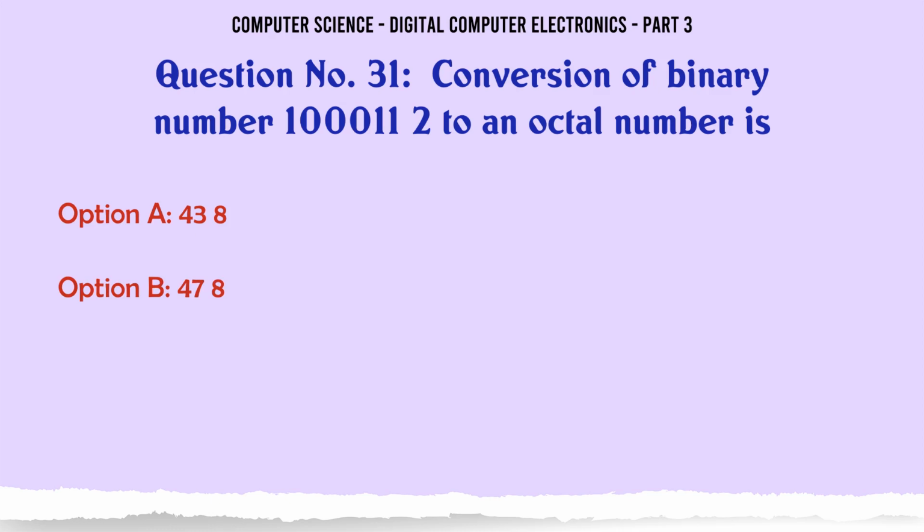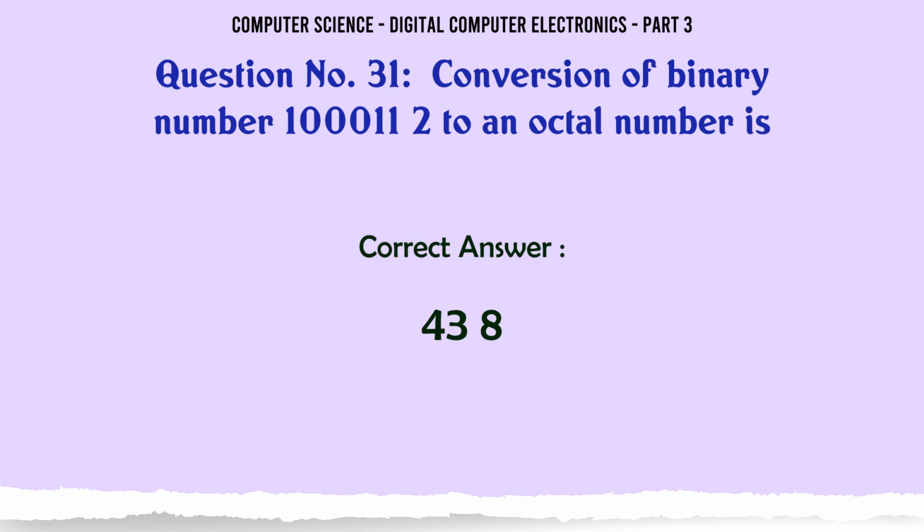Conversion of binary number 100011 (base 2) to an octal number is A. 43 (base 8). B. 47 (base 8). C. 49 (base 8). D. 5 (base 8). The correct answer is 43 (base 8).